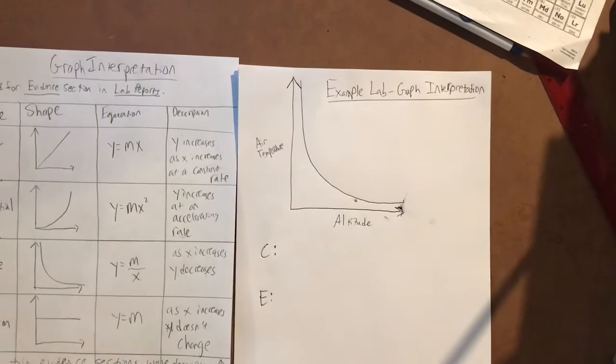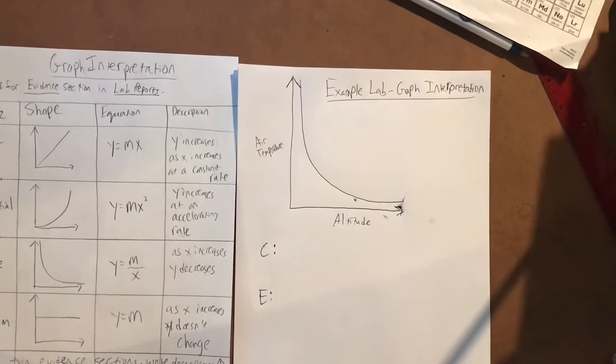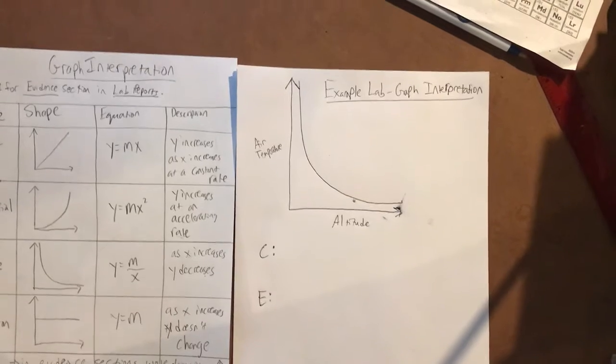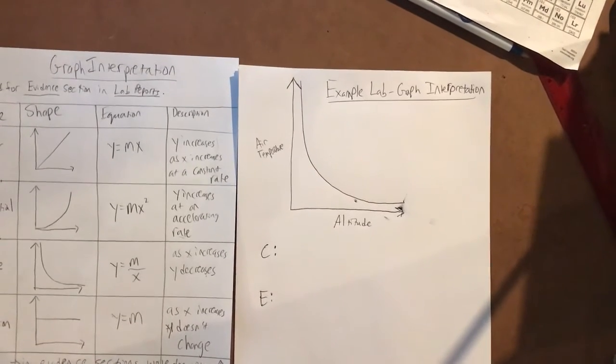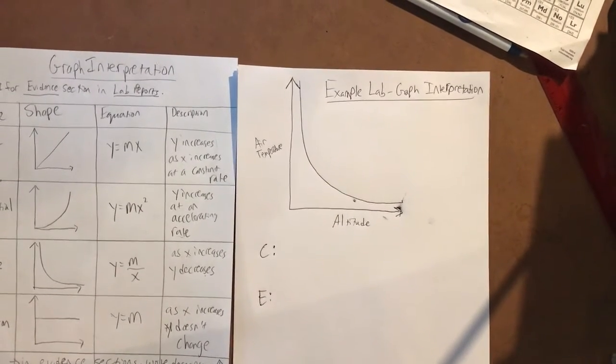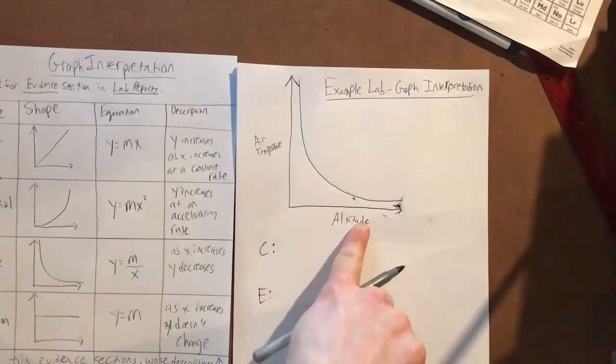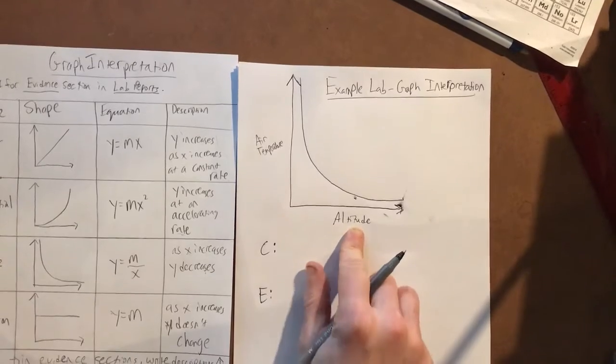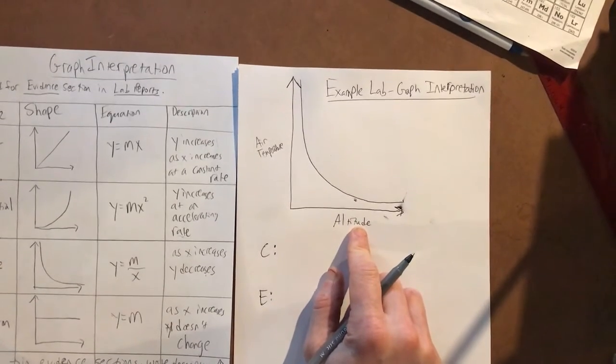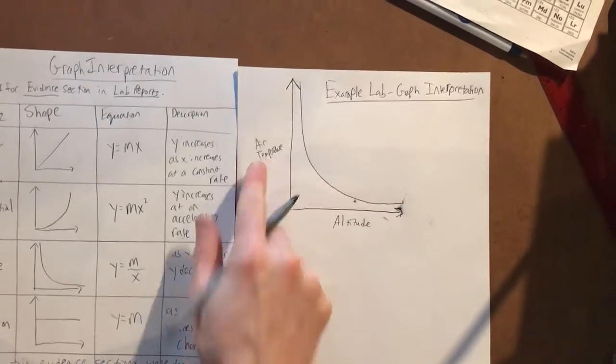Hey guys, here's an example of what I want you to do for labs now when you have a graph, and how to write just basically an evidence section when you have a graph, okay? So we have a graph here of altitude, like how high you are above the ground, and how that affects the temperature of the air.